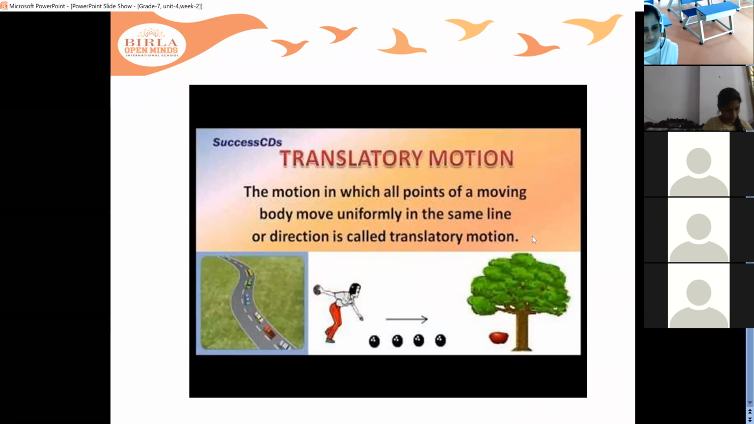Motion along a curved path is called curvilinear motion. Examples of translatory motion.